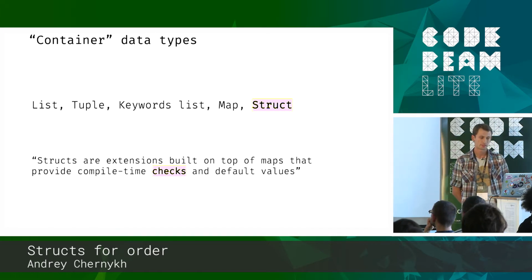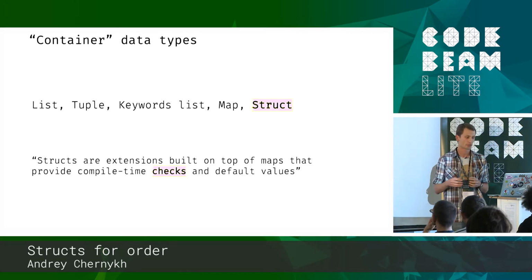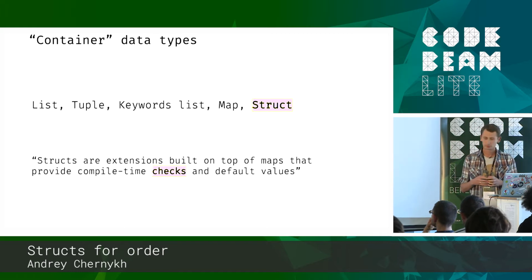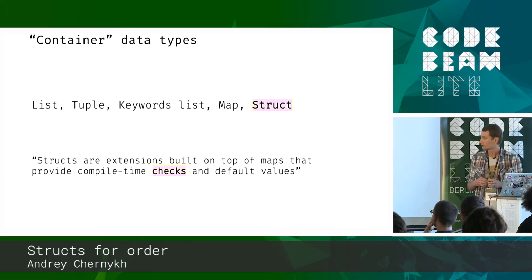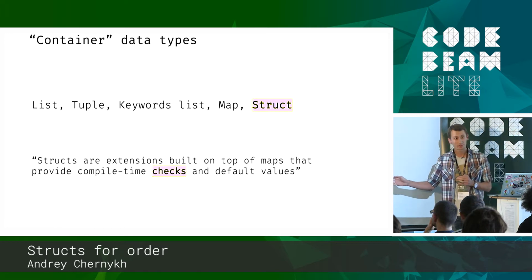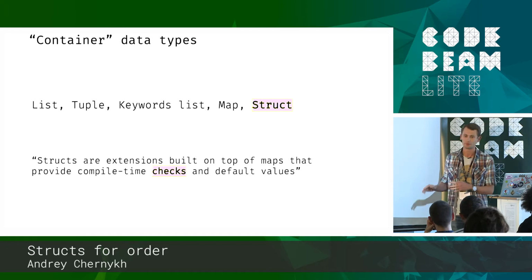Elixir offers us a bunch of container collection types. There are lists, tuples, keywords, maps, structs. I have highlighted structs here because they are special. Regarding the official documentation, structs are extensions built on top of maps that provide compile time checks and default values. And checks is highlighted here because this is some kind of special behavior.